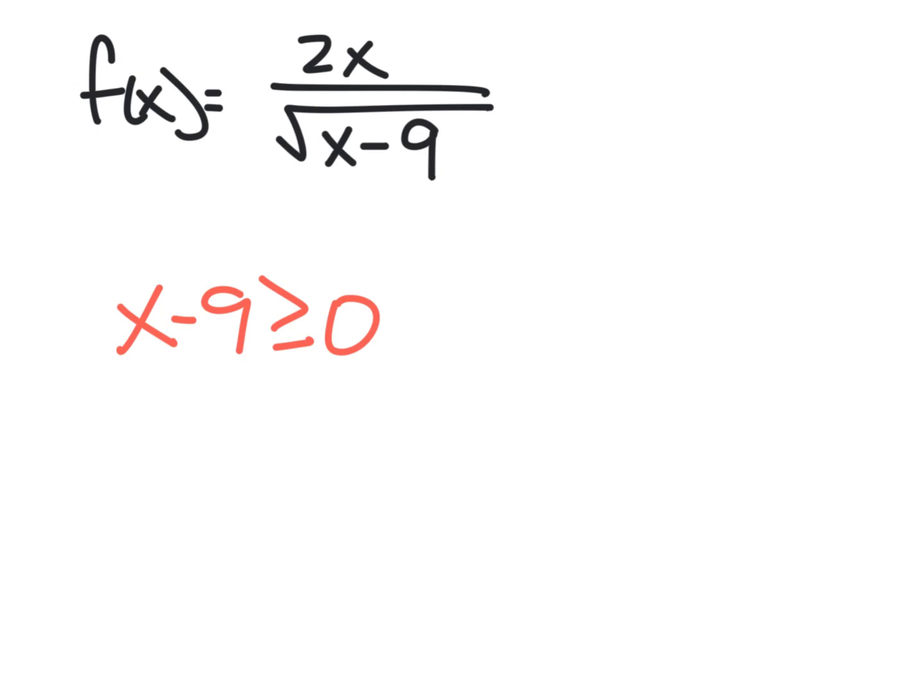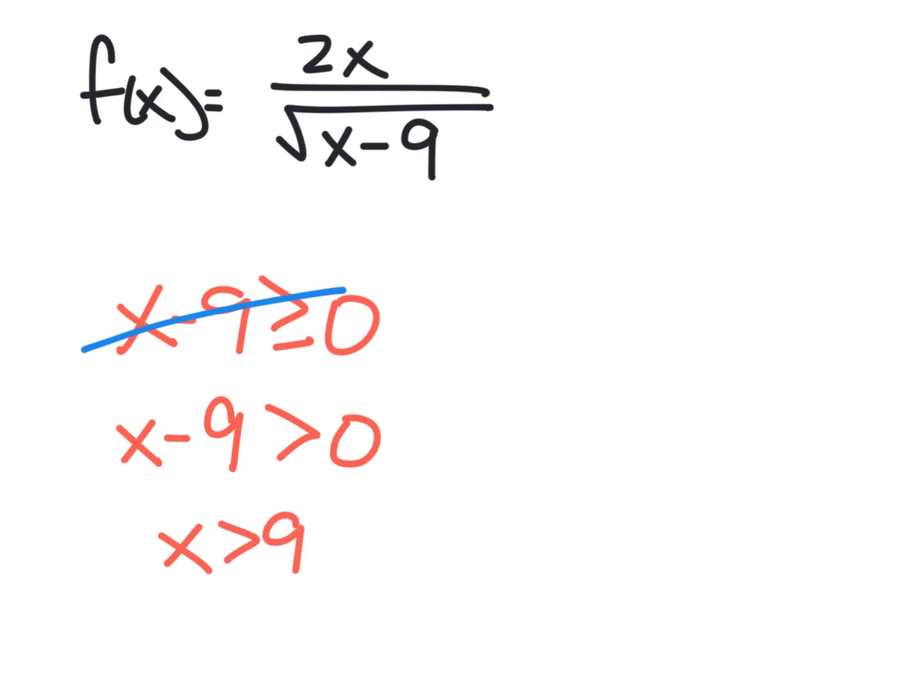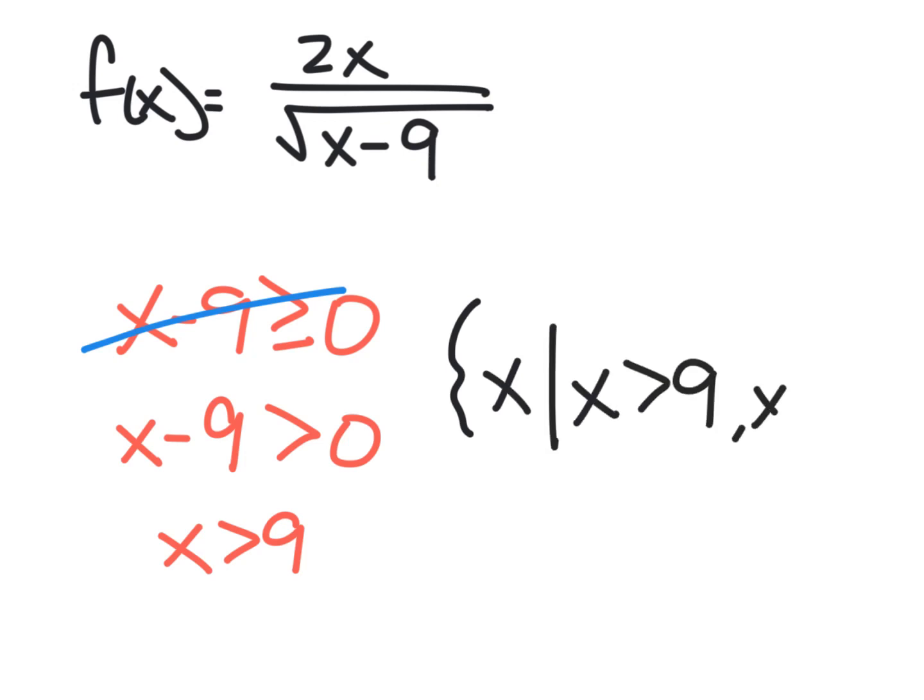So what we're going to do is write this as, we know x minus 9 needs to be strictly greater than 0. So solve this for x, we get x is greater than 9. So in set builder notation, we have the set of all x's such that x is greater than 9 and x is an element of the real numbers.